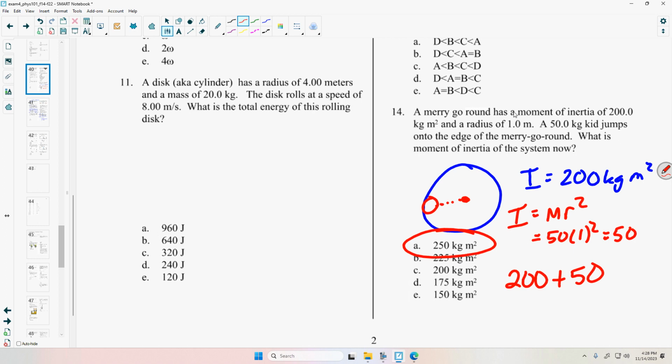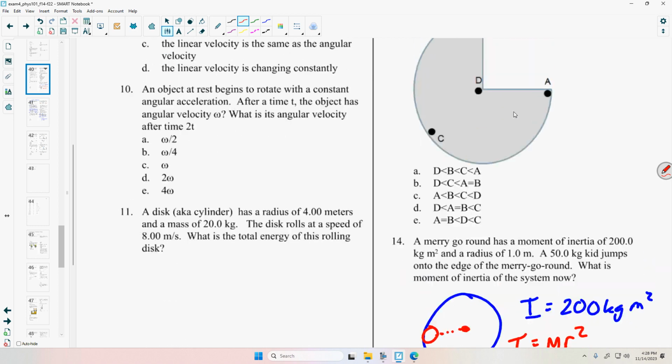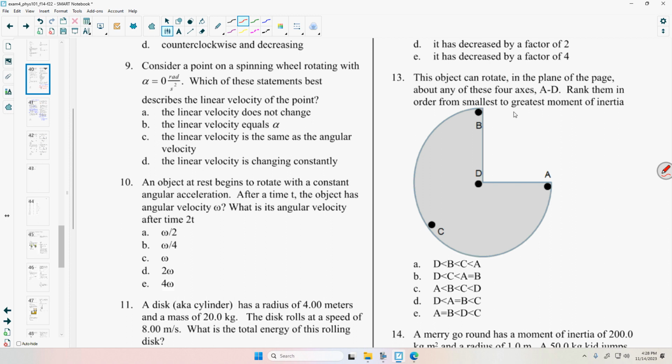Yeah, of course. And you're going to see at least 2 of those. You'll see one like this one, where you're ranking the moments of inertia. We've done several in class. What you're looking for is that the ones with the bigger moments of inertia are the ones with mass further away from the axis of rotation. In this one, the object rotates in the plane of the page, like a wheel, but about different axes. Notice here I'm looking for smallest to greatest moment of inertia. The smallest is the one that has the least mass at big radii.